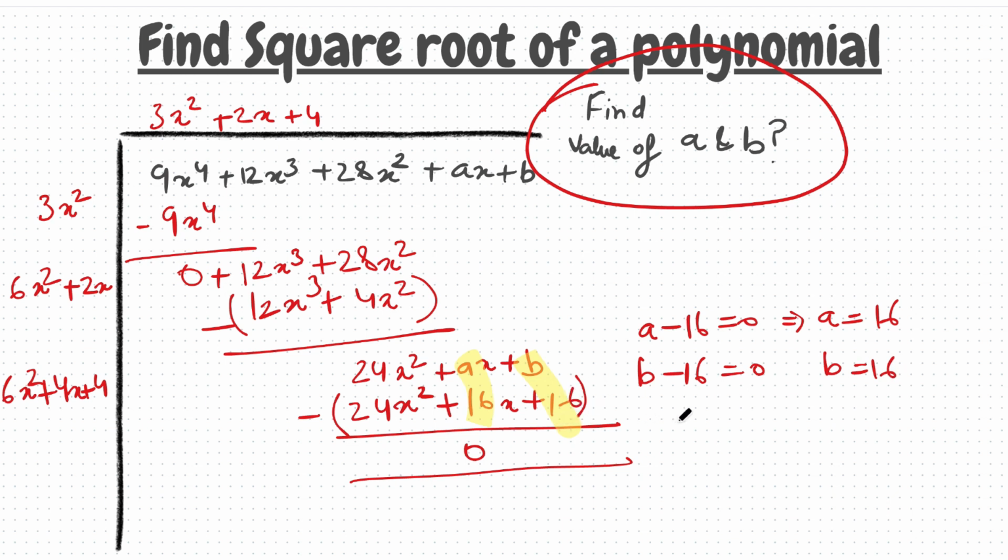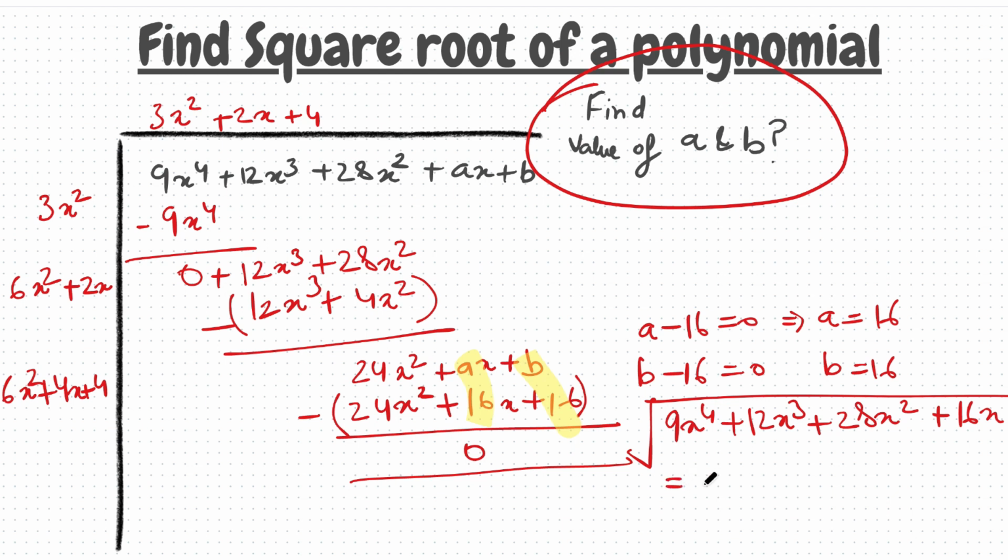So our polynomial should be 9x to the power 4 plus 12x cubed plus 28x squared plus 16x plus 16. So if we take the square root of this polynomial, we'll get the answer as 3x squared plus 2x plus 4. And again, as I told you, this symbol means plus minus of this polynomial or the fraction.